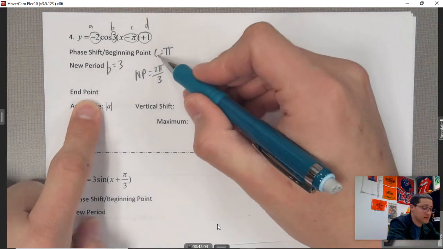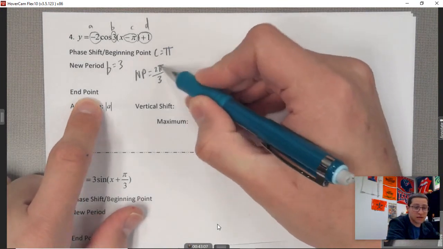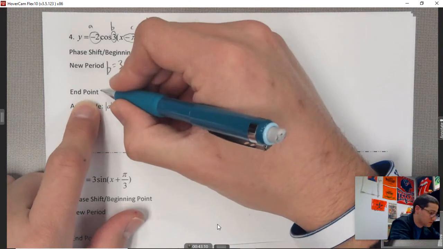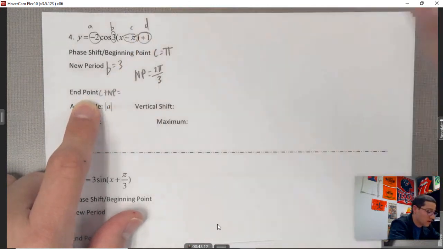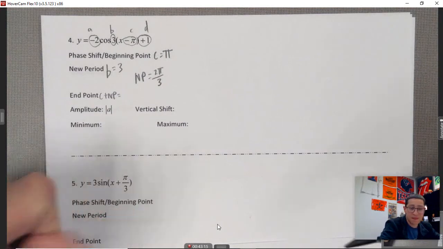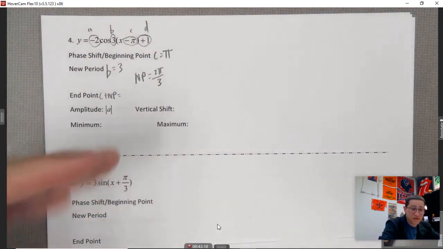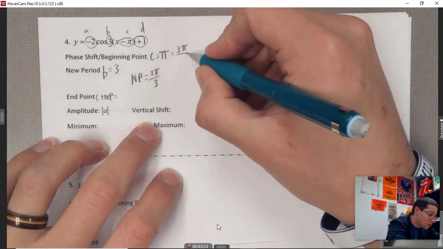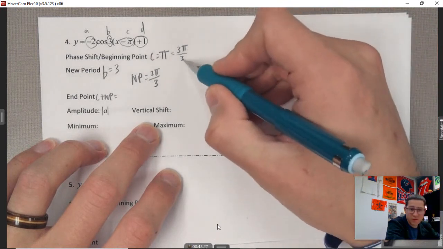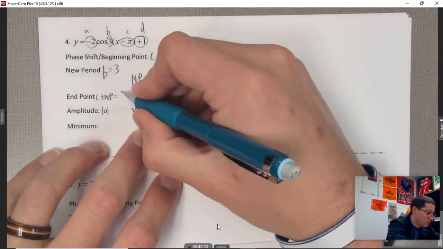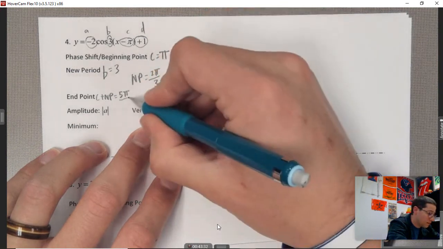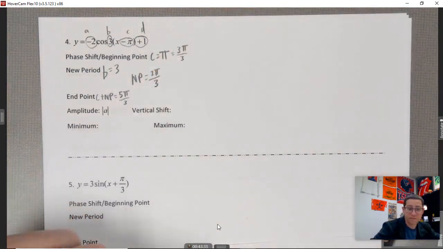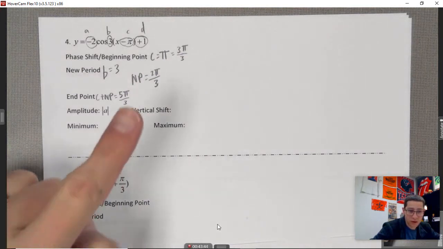Okay, the end point, that's your C plus this new period, right? Just so we know, C plus the new period. So your C plus your new period here, a little bit weird, okay? But let's convert it to thirds. So pi, right? This is 3 pi over 3, but then plus 2 pi over 3. So your end point is going to be 5 pi over 3. Okay? Cool. Let's see. Starting at pi, new period, okay? All that.